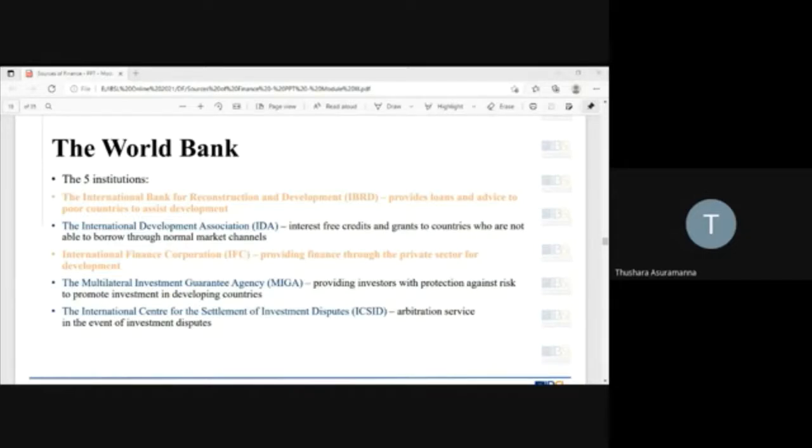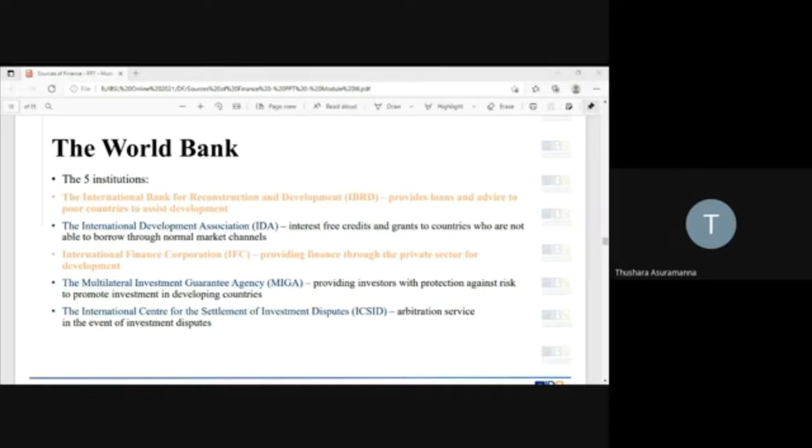International Bank for Reconstruction and Development, IBRD. What do they do? Loans and advice to poor countries to assist development, right? So IBRD is a bank coming under the World Bank, so they provide financing, and they also do financial advisory services as well. So loans, advice, both. To whom? Poor countries, for development purposes. Fine.